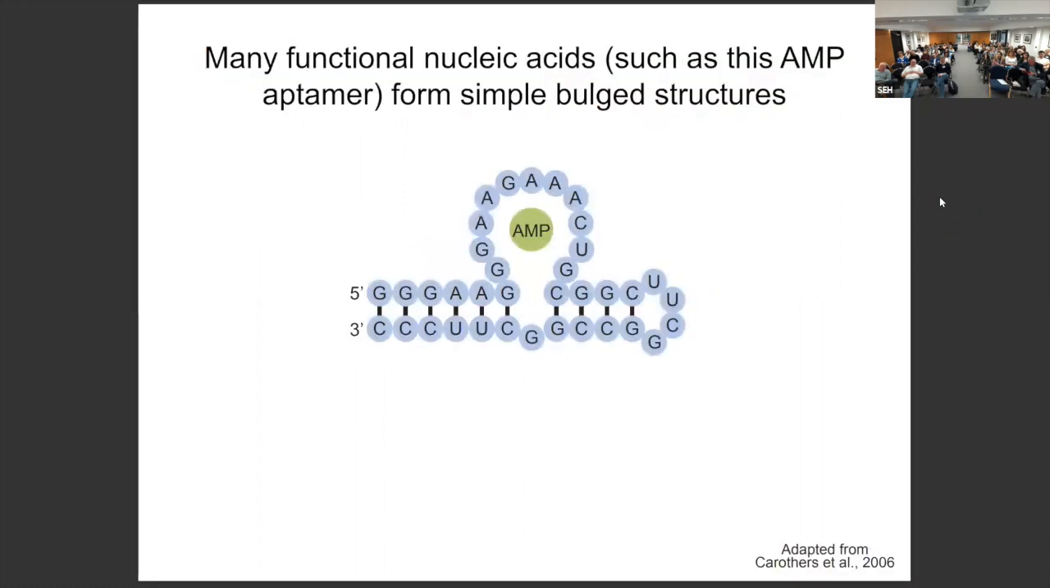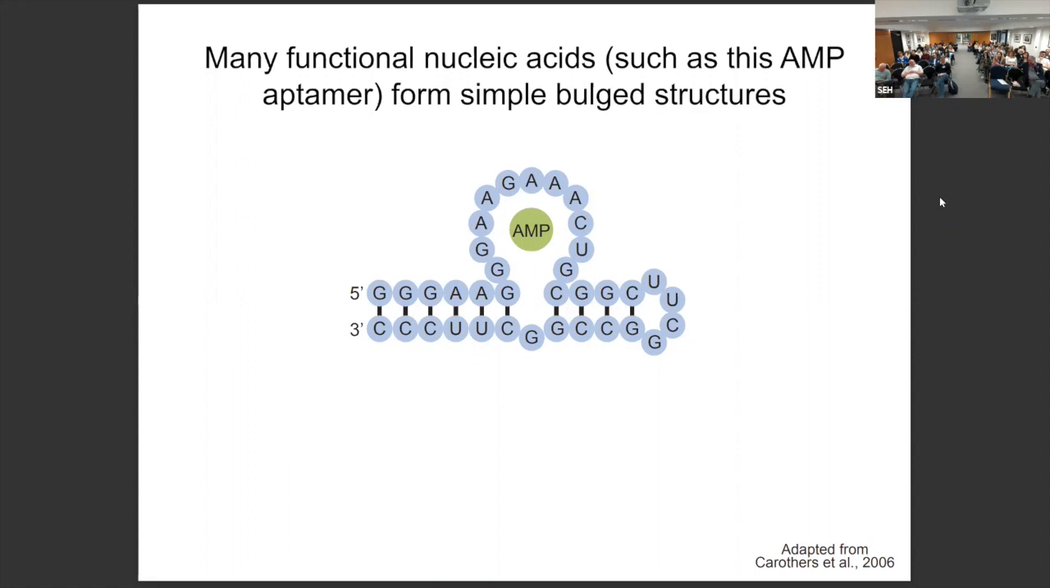So to introduce this part of the talk, I want to show you the secondary structure of an aptamer from the literature. So this is not something we made. This is from the Shostak group. This was isolated about 30 years ago. It binds ATP. So as you can see, the secondary structure contains some stems, and it also contains a bulge.